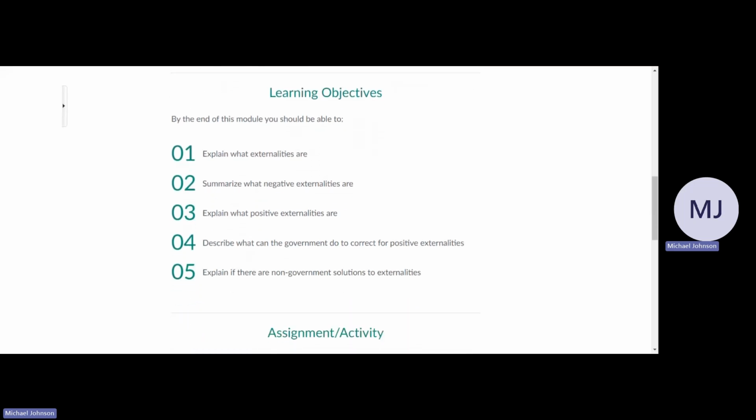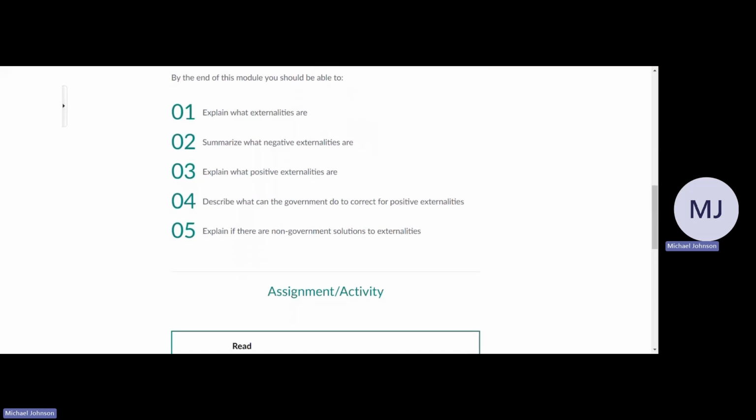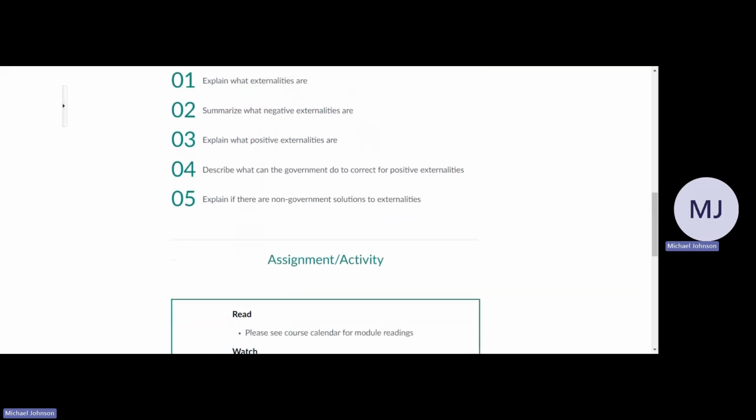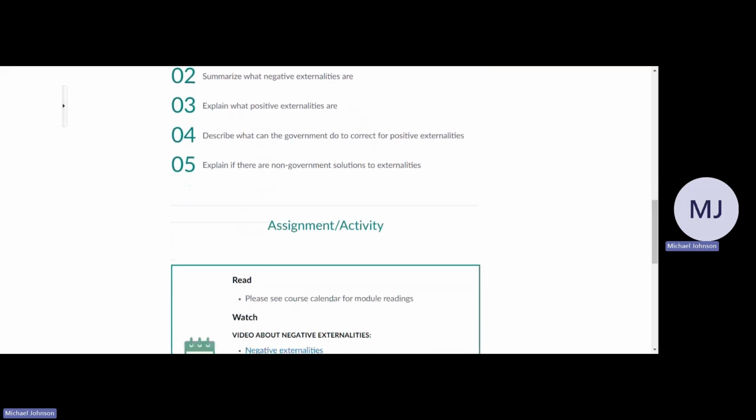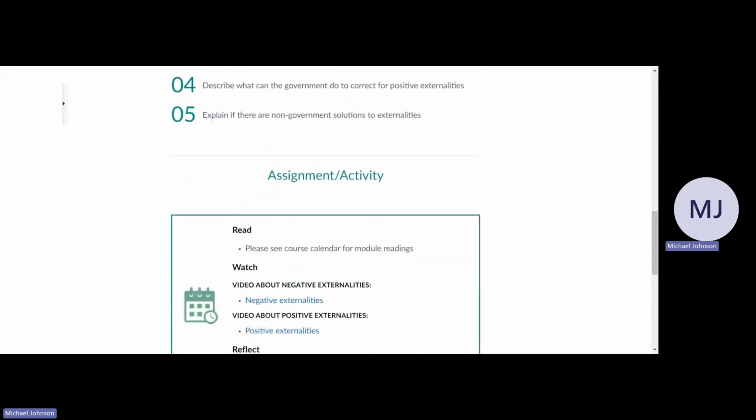Learning objectives. By the end of this module, you should be able to explain what externalities are, summarize what negative externalities are, explain what positive externalities are, describe what the government can do to correct for positive externalities, and explain if there are non-governmental solutions to externalities.